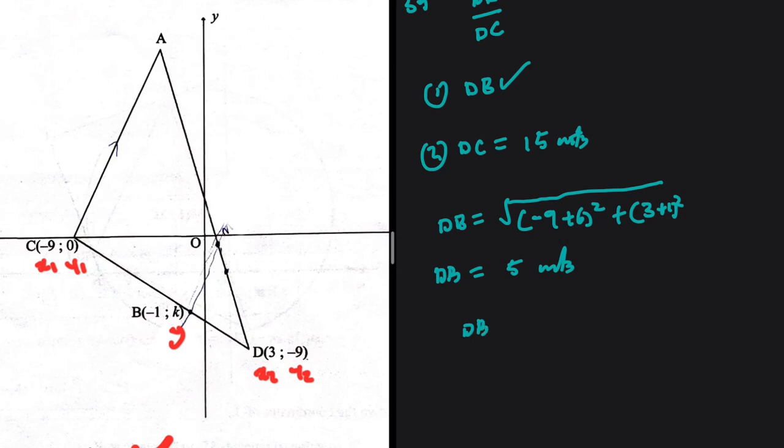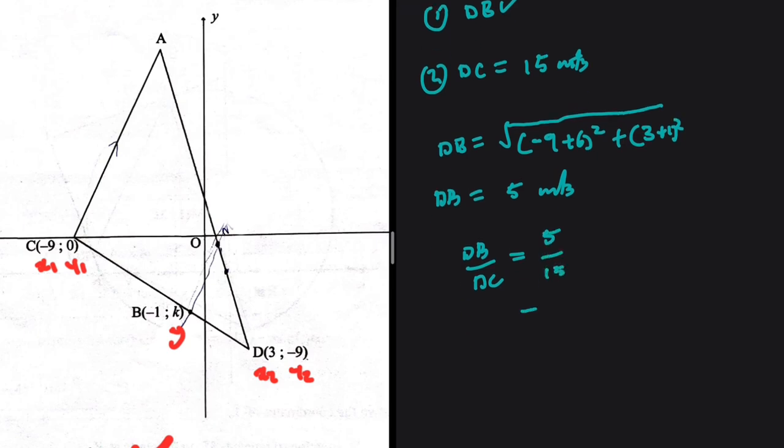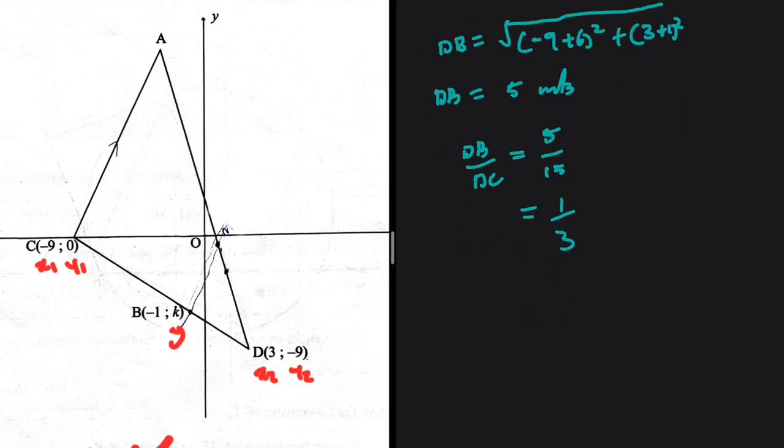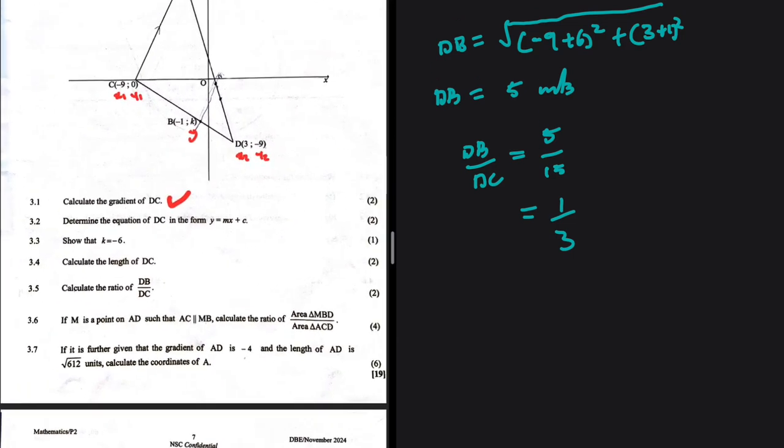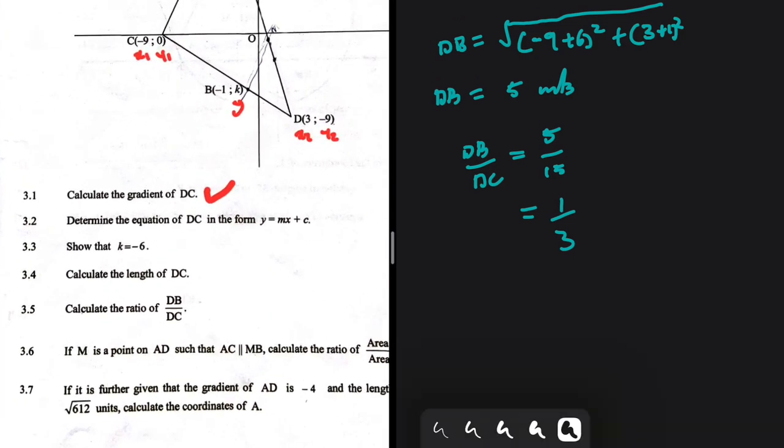So dB over dC is equal to, what is dB? dB is 5, dC is 15. So this is equal to 1 over 3. So there we go. I do realize that there are other ways we can use to solve this question, but if you get to 1 over 3 and you didn't break any rule, you should probably be fine. And that is 3.5.